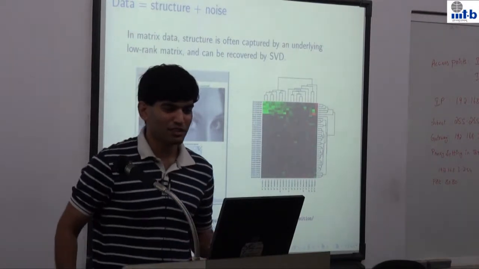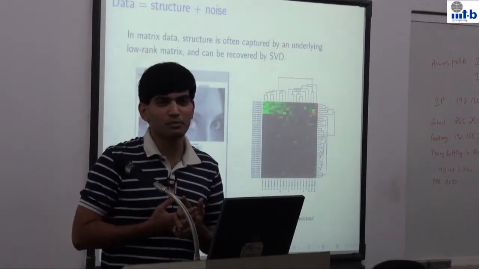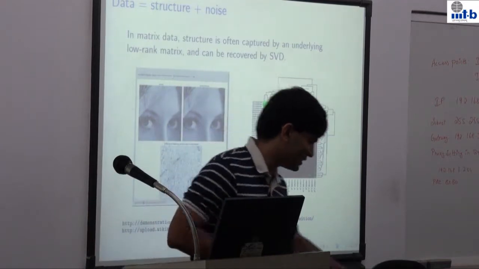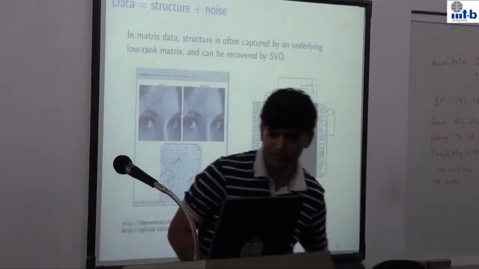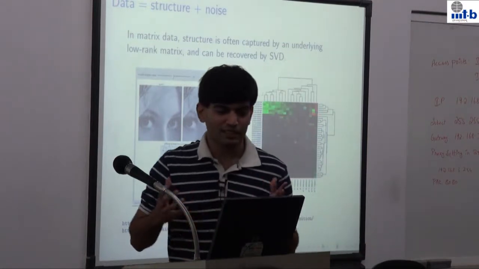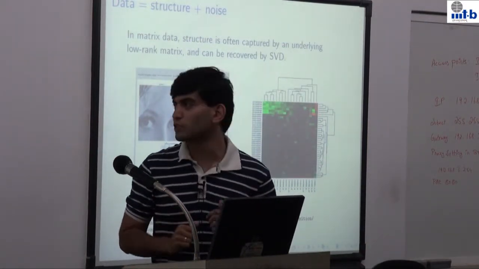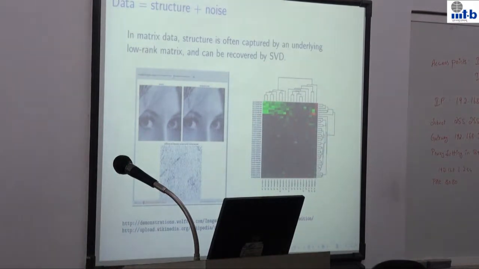So where do low rank approximations come up? Or why are we interested in low rank approximations to matrices? All this matrix data comes up in several scenarios. One example here is image data. Each pixel has an intensity, which gives you a matrix, and you can then represent the image as a matrix.